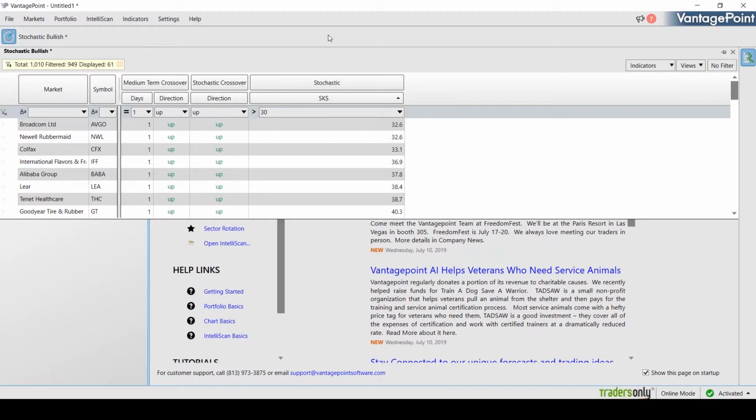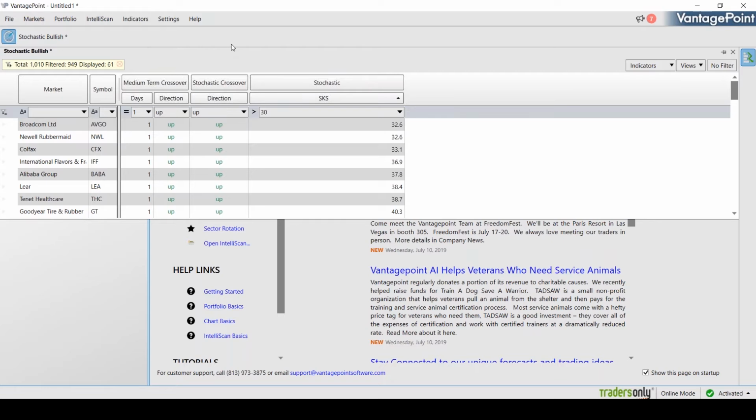For those of you that aren't familiar with the stochastic, or maybe you are, the stochastic is a momentum indicator. But here in VantagePoint, with our artificial intelligence and patented technology, we've transformed that traditional lagging version of the stochastic indicator into a predictive version. So you've got a highly accurate leading indicator with 1 day's worth of forecasted information plugged into the stochastic. We've added this indicator into our Intelliscan.